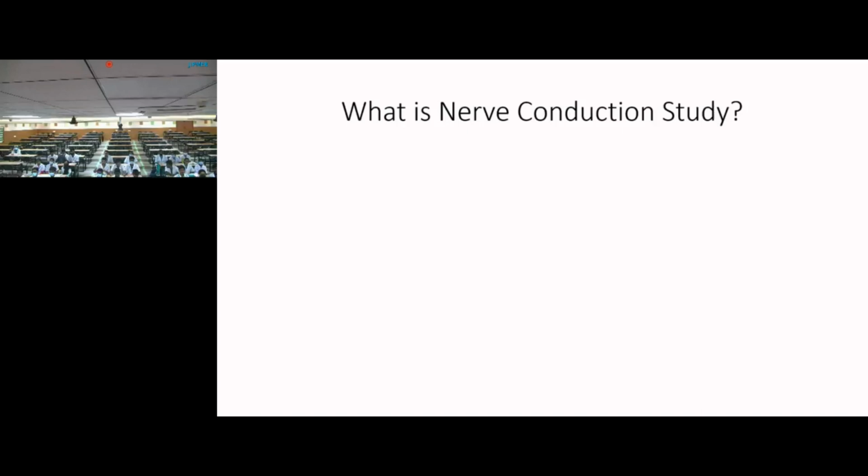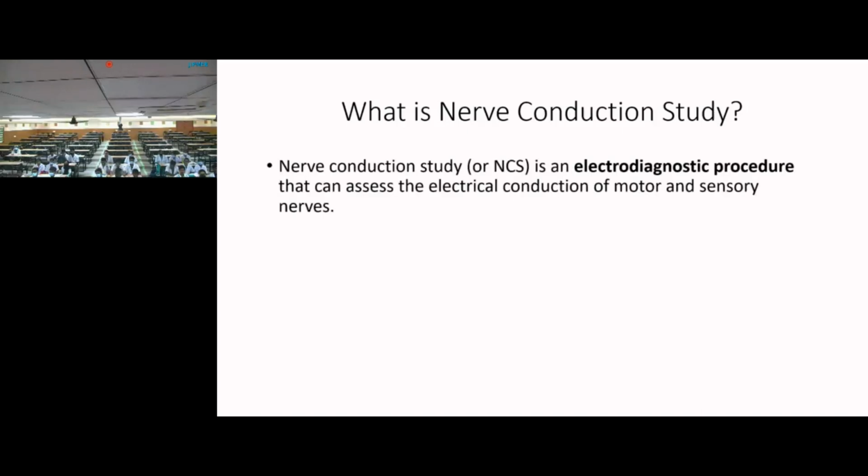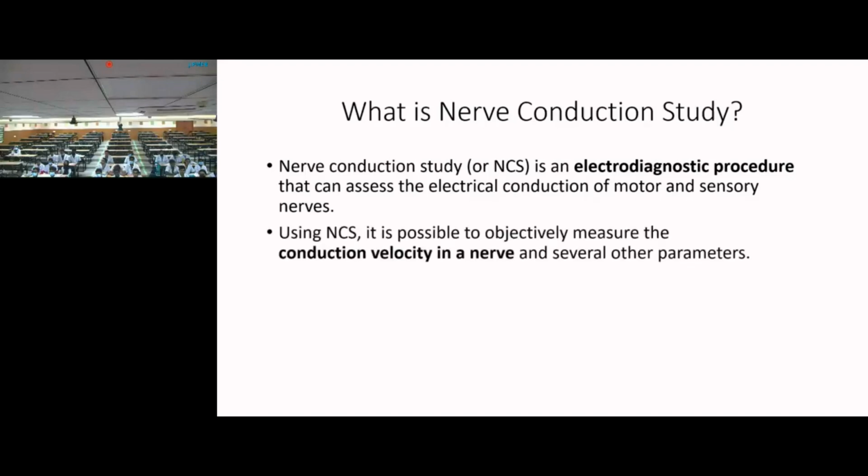So what is this nerve conduction? It is nothing but an electrodiagnostic procedure, where we are going to see the electrical conduction of your motor and sensory nerve. Basically there are two types of nerve conduction study, where you are going to do it on a motor nerve or on a sensory nerve. The primary objective is that we'll be trying to calculate the nerve conduction velocity.